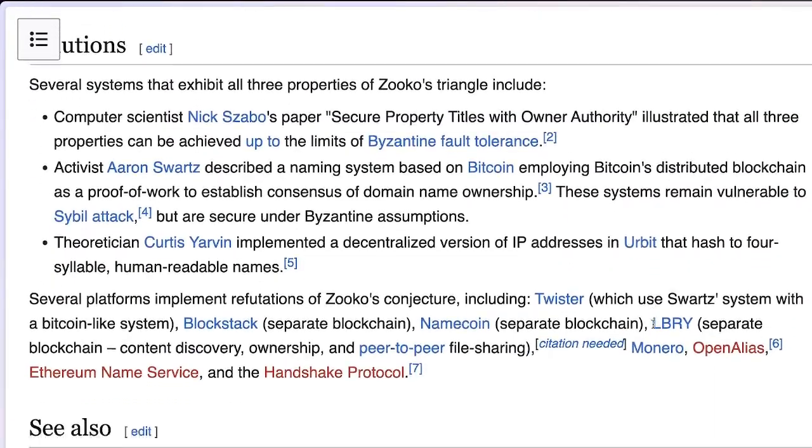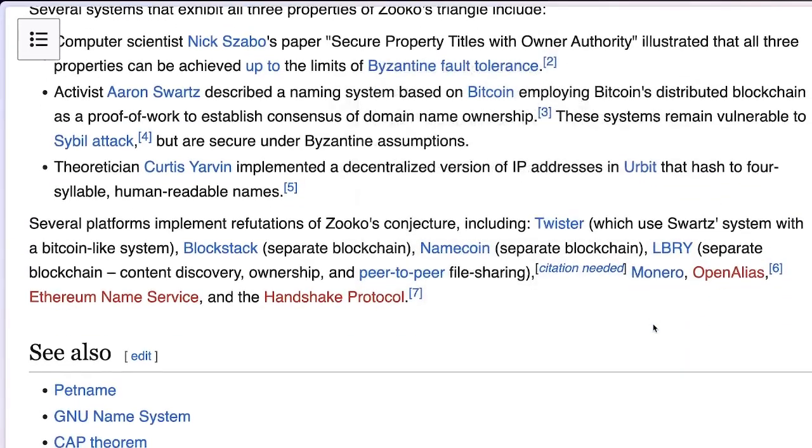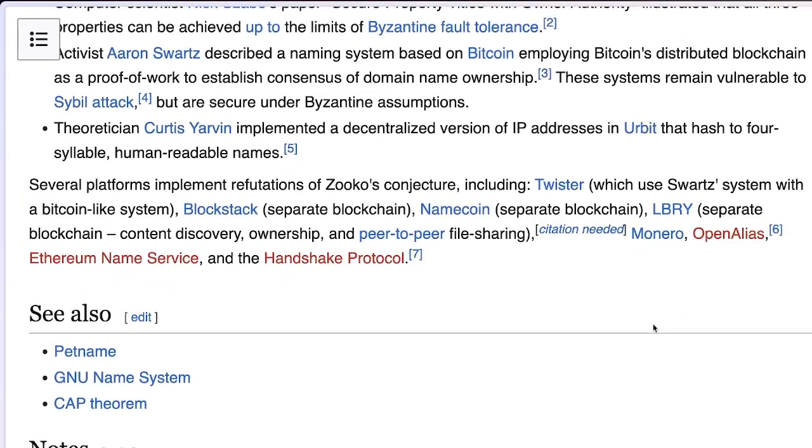And I think the 3 vertices of this triangle are decentralization, security, and human readable names. So it's really about identity, and you cannot get all 3 of these things, or at least you couldn't previously, and now with blockchains you could do it.